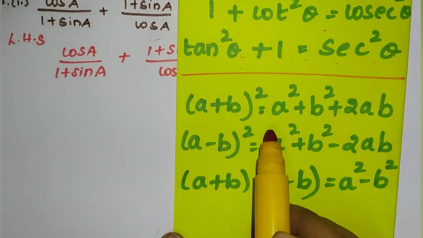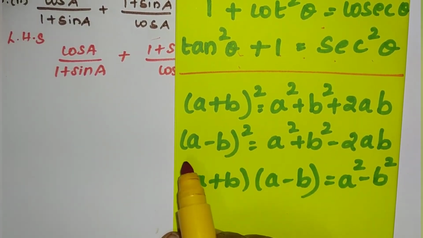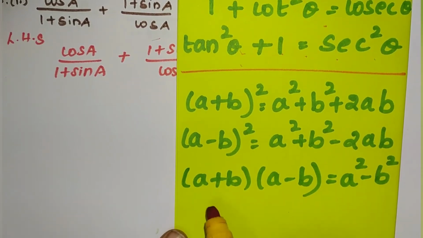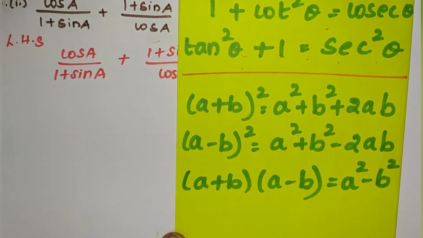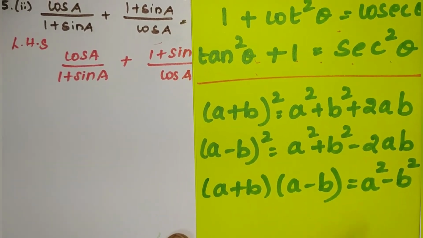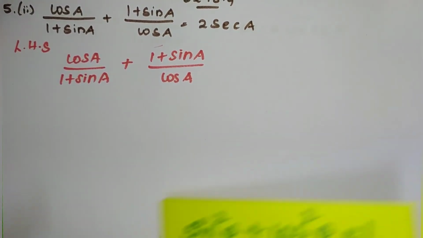And these are the algebraic identities we are going to use to prove the problem. A plus b whole square is equal to a square plus 2ab plus b square. A minus b the whole square is equal to a square minus 2ab plus b square. Then a plus b times a minus b is equal to a square minus b square. Clear? Okay.